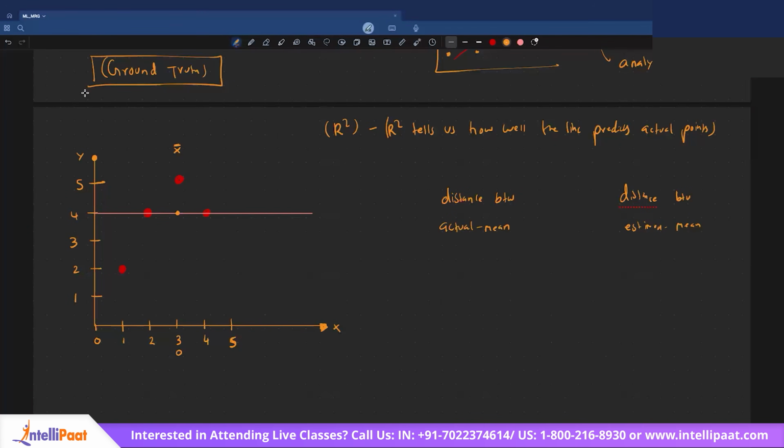So now your ground truths are your actual data points, and your line is the estimated data points, the ones that you have estimated. Do you have something called the Y bar? This is called the Y bar, the mean of Y. On this plane, what two things do you see? One is the Y bar and the other is the actual data point.